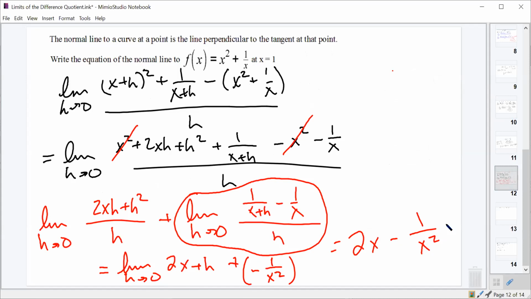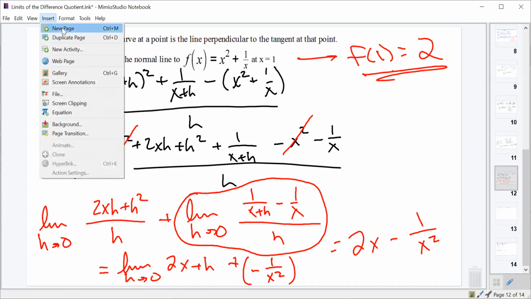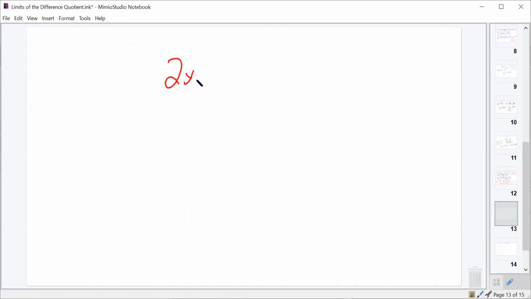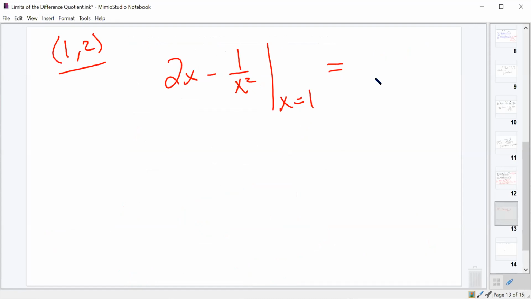Then this is the formula that tells us the slope of the tangent line. We're interested in x equals 1. We're also going to need to find f of 1. So what's f of 1? It should be 2, right? And then on the next page, let's evaluate our derivative, 2x minus 1 over x squared at x equals 1. And we're going to be looking at the point 1, 2. What does this come out to be? 1. 1, and that's our slope of the tangent line.